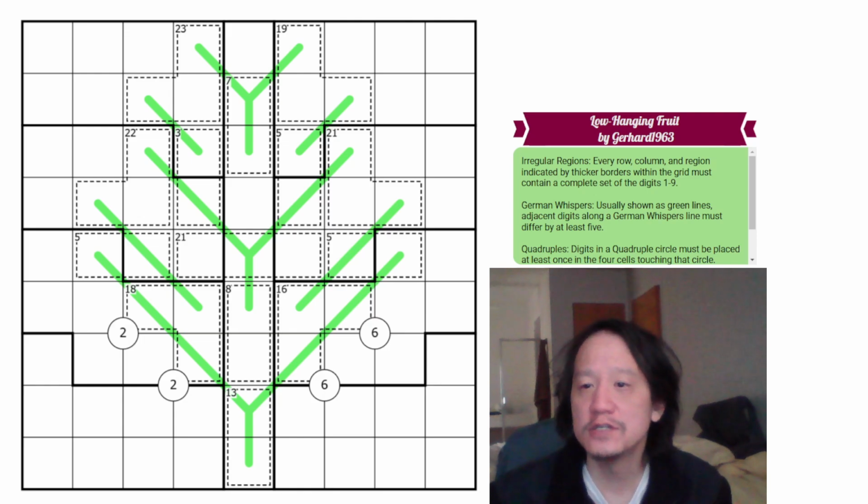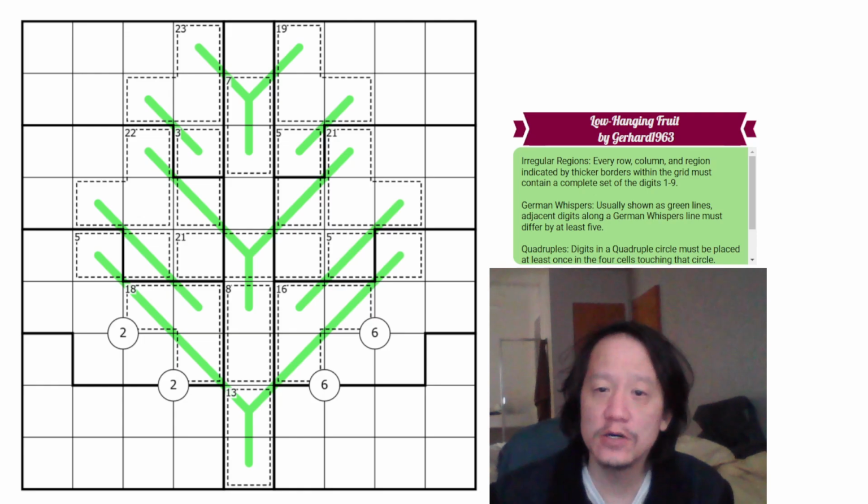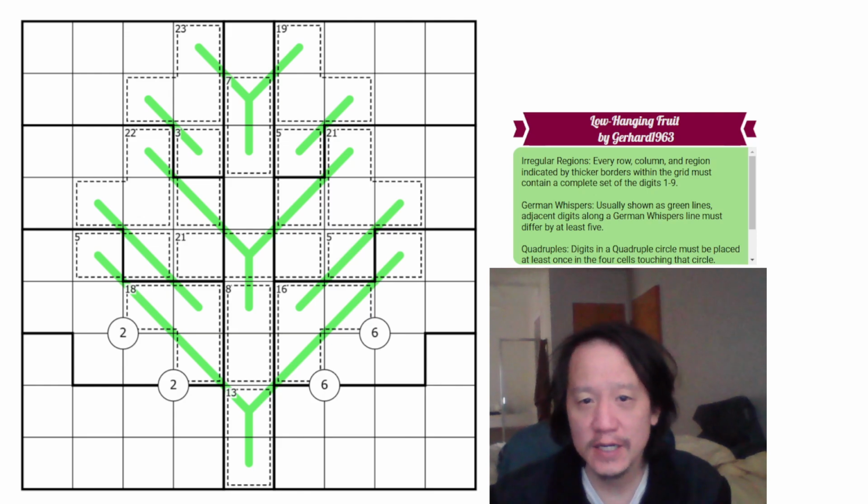And this is today's very easy puzzle and it's called Low Hanging Fruit by Gerhard 1963. One of this channel's favorite setters. And here are the rules.